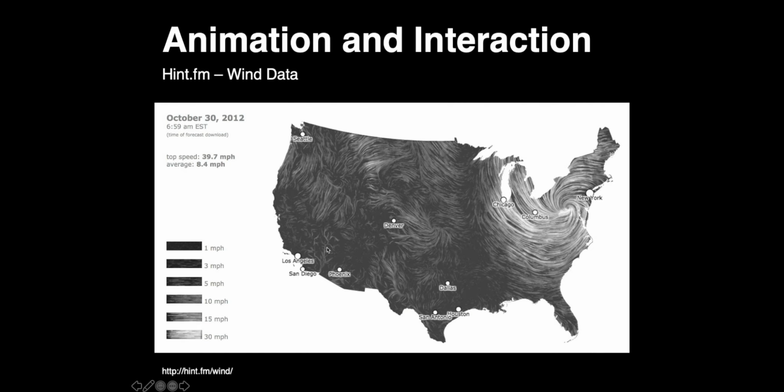Here's another project by Hint.fm. It's real-time wind data visualization. If you go to hint.fm/wind, you can actually see it in real time. One of the cool things about this project is that there's a gallery, so you can go back and see what Hurricane Sandy looked like at the time it hit the New York City area. This is really beautiful to see. It's interactive. You can zoom in, zoom out, hover over certain areas and get more detail. So this is definitely worth checking out too.